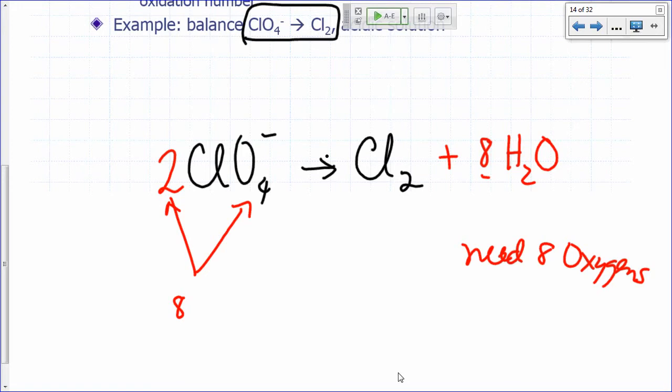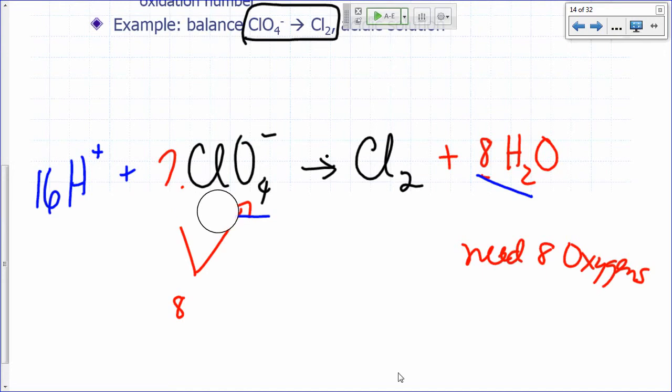Next step, balance hydrogen. How many hydrogens on the left? No hydrogens. How many hydrogens on the right? 8 times 2, 16. So I add 16 H+ to the side that needs it. So all my atoms are now balanced. The last step is balance charges.